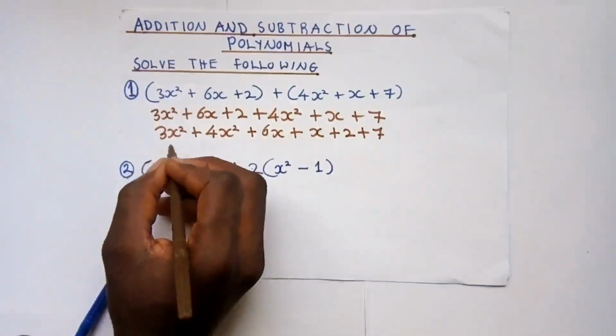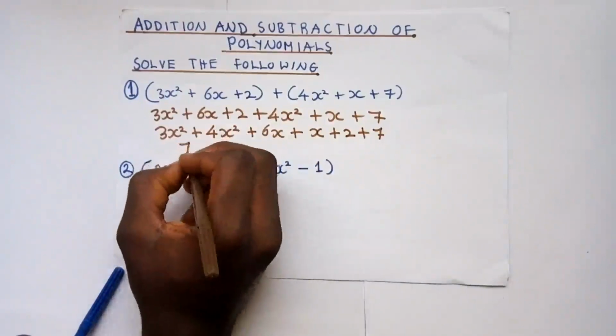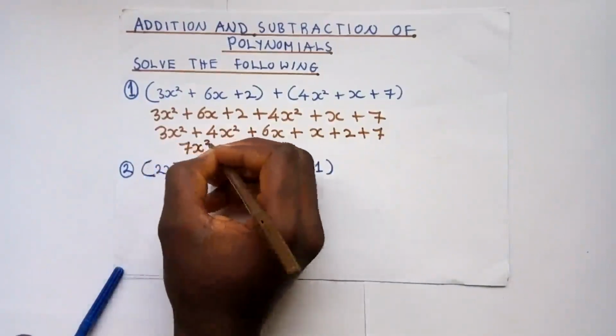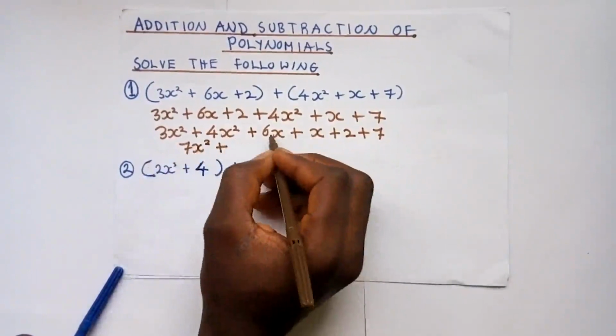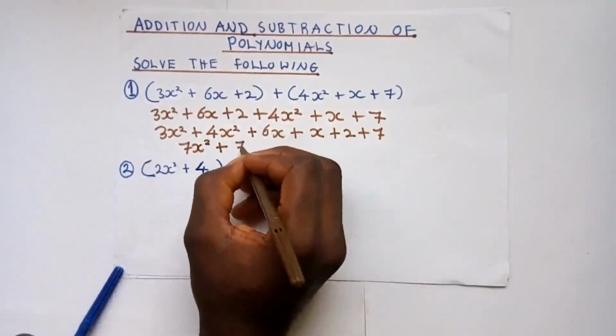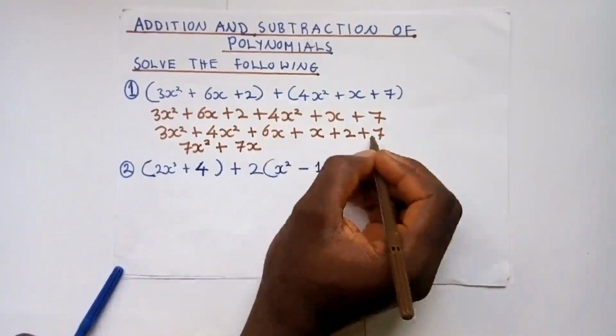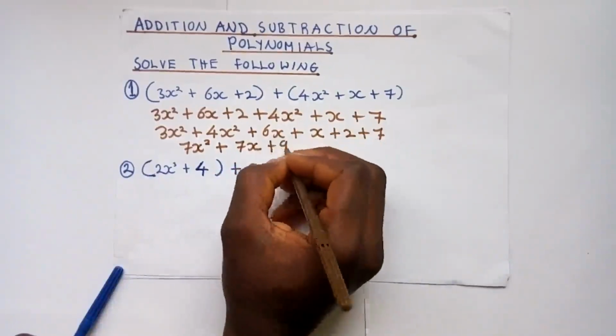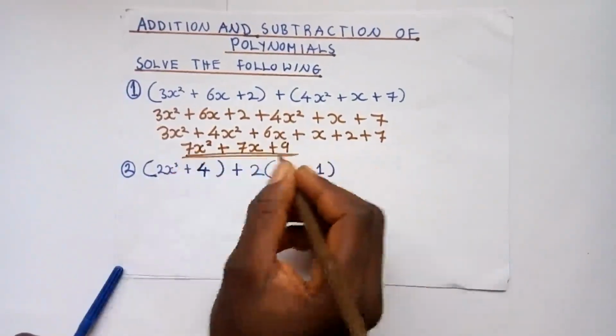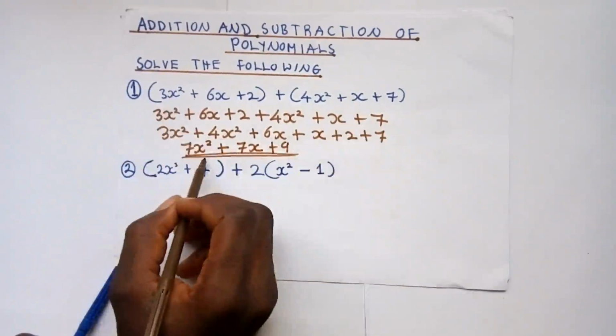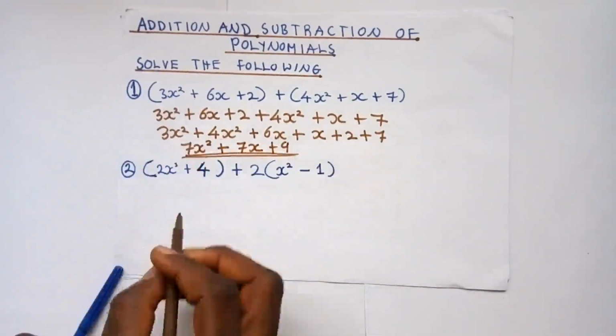So when you add 3s squared to 4s squared, you have 7s squared. When you add 6s to s, you have 7s. 2 plus 7 gives us 9. So when you add these two polynomials, this is what you are going to have. Let's take the second example.